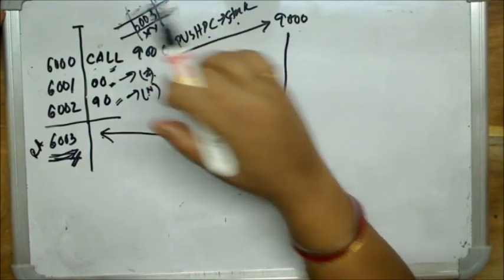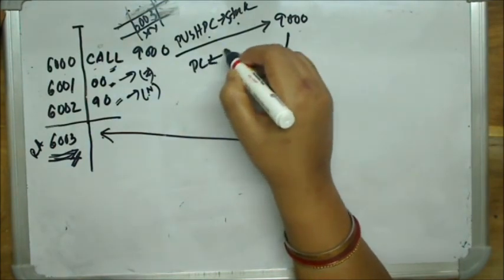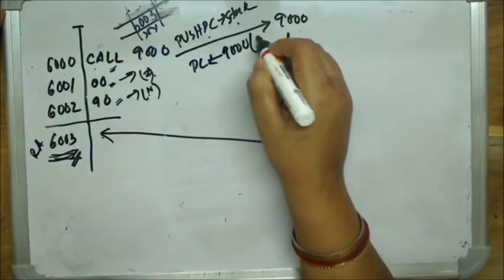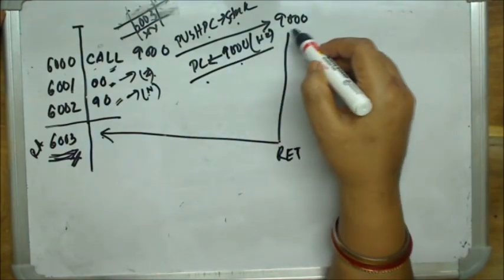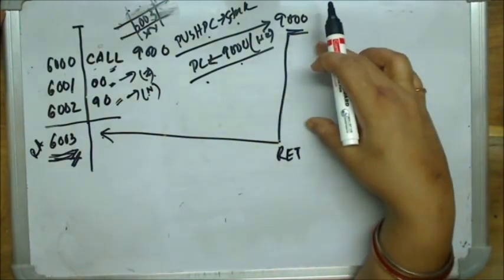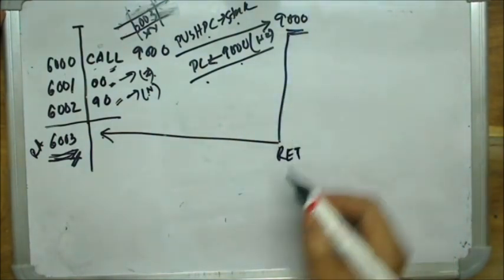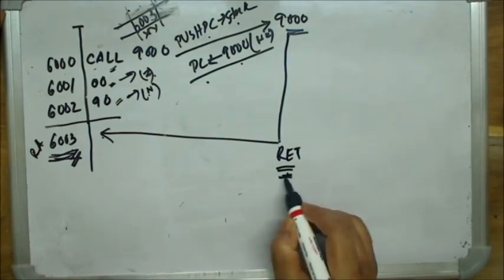Then this instruction will be executed, and after execution PC will be loaded with 9000 from WZ register. After PC gets loaded with 9000, it goes to memory location 9000. Then PC will execute the subroutine. After executing the subroutine, it will find the return, and when it finds the return, it wants the return address.